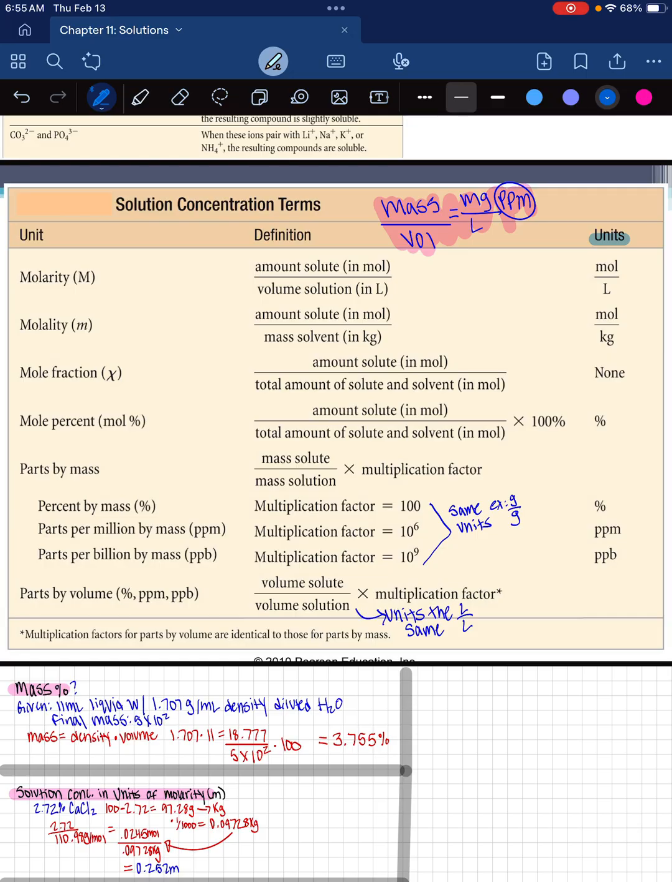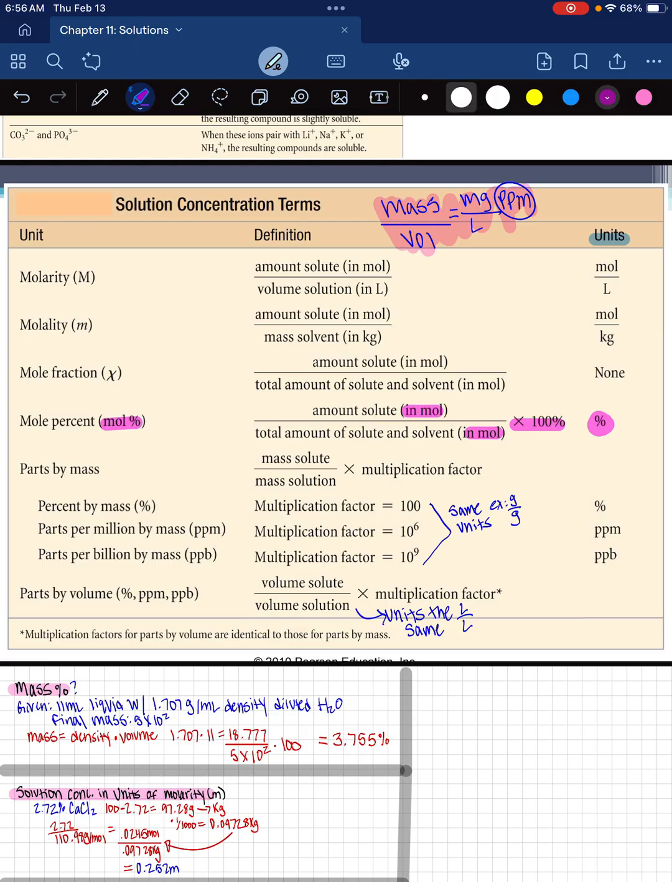So pretty much when you do your solute over your solute and solvent, you are going to multiply that by 100. So you're most likely going to get a pretty small number, and then you are going to multiply it by 100 to get the percent. And then you're going to write it in percent, and overall it would be your mole percent. That's why your numerator and your denominator are both in moles, because it's your mole percent.